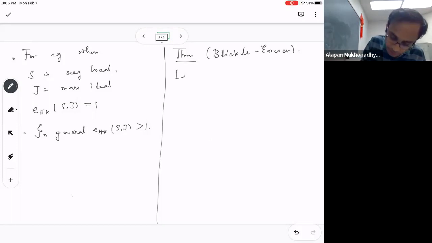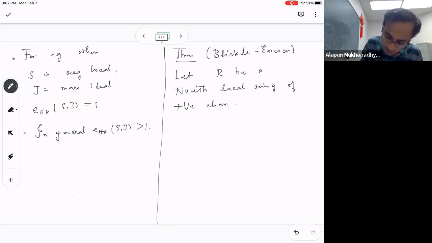Let R be a Noetherian local ring of positive characteristic. Assume that R is a complete domain.